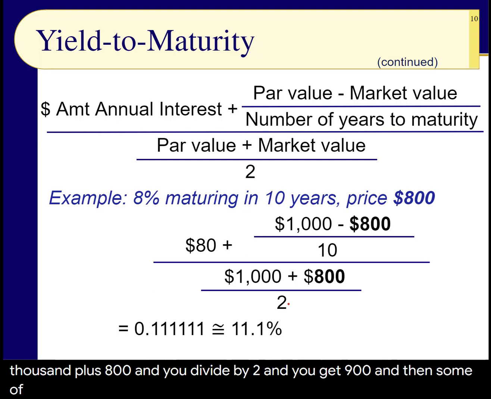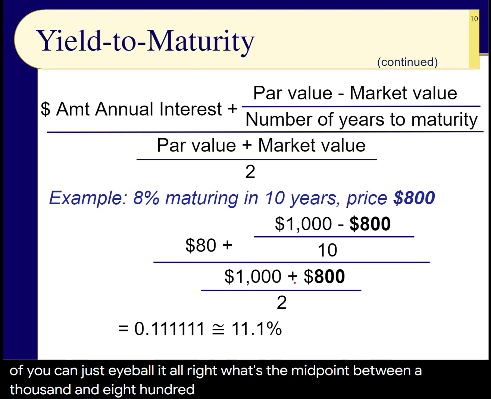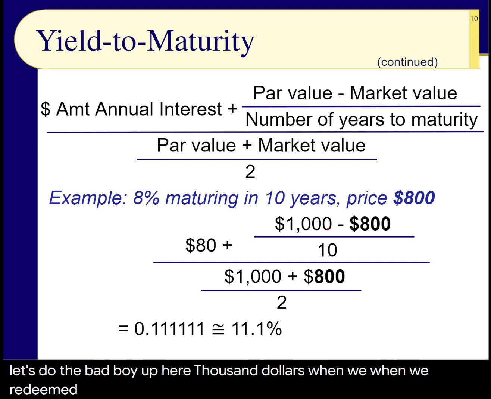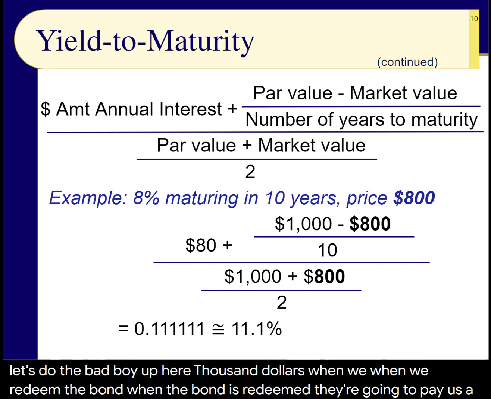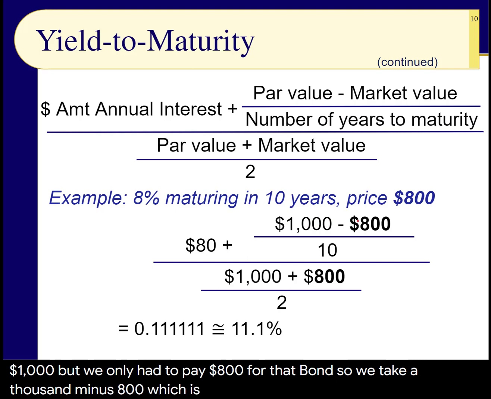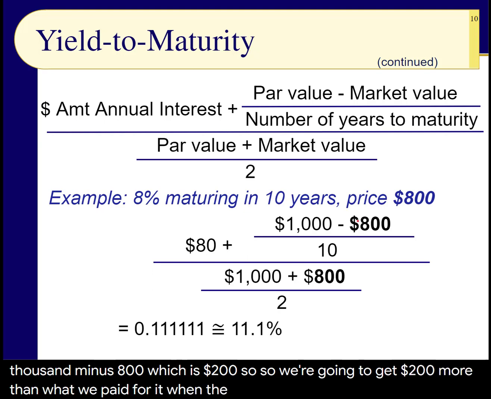And then some of you can just eyeball it, all right? What's the midpoint between 1,000 and 800? So that's 900. Now, what's going up? Let's do the bad boy up here. We're going to get $1,000 when we redeem the bond. When the bond is redeemed, they're going to pay us $1,000. But we only had to pay $800 for that bond. So we take 1,000 minus 800, which is $200. So we're going to get $200 more than what we paid for it when the bond matures.